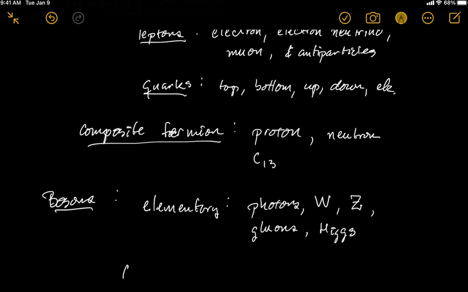And then there are composite bosons. Such as things like helium-4, carbon-12. Those are going to be composite bosons because they are comprised of an even number of fermions, and so the net spin ends up being integer. Why nature is divided up into these two classes of particles that have different exchange properties, again, it's a little bit beyond the scope of this course.